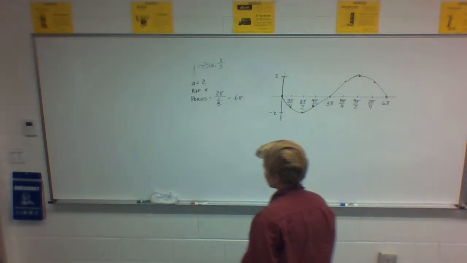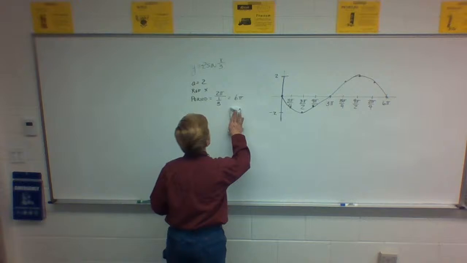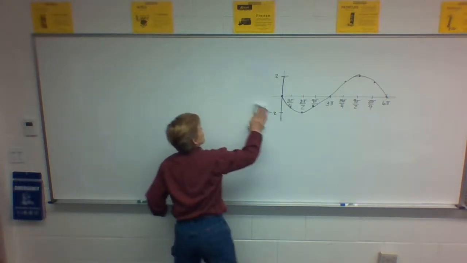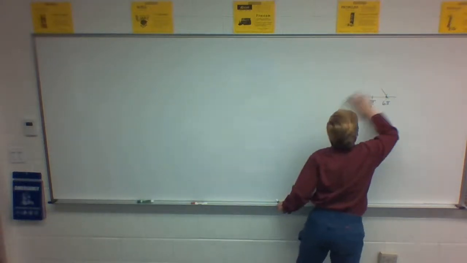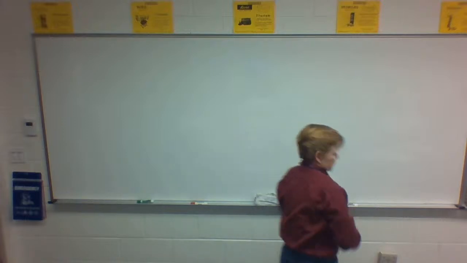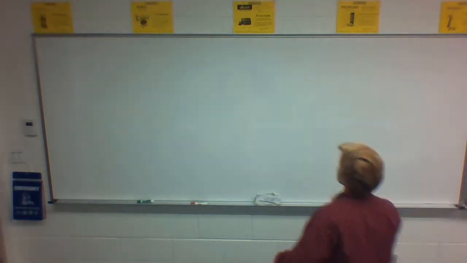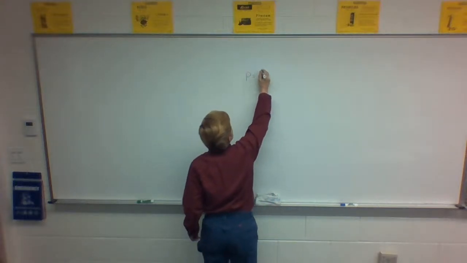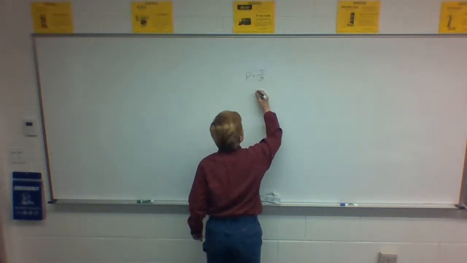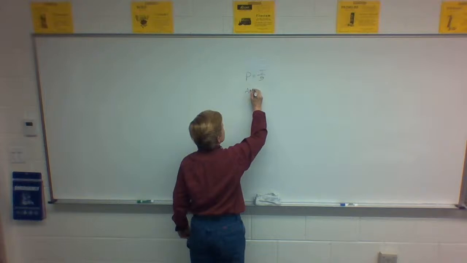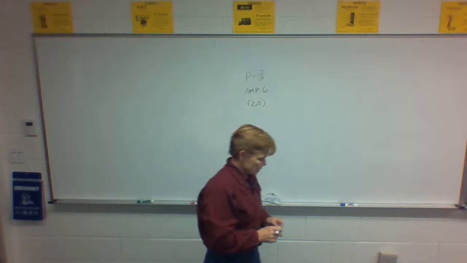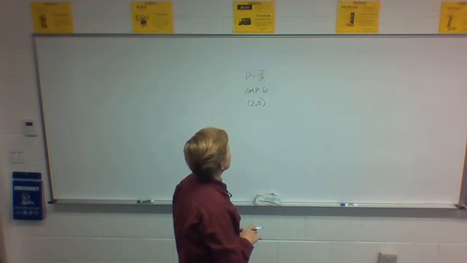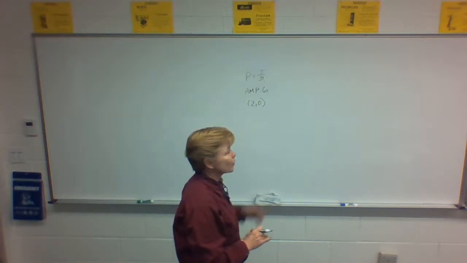I'm going to erase this so I have room for people viewing the video. Okay, so this is what it's got to have in it. It's got to have a period of pi fifths. What else has it got to have? Amplitude is 6. That won't be difficult. And it's got to go through 2, 0. Got to contain that point right there. Okay, so if the period is pi fifths, then what is B? By the way, is there a phase shift here?